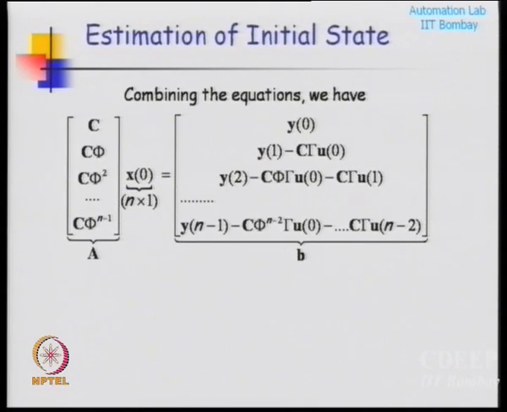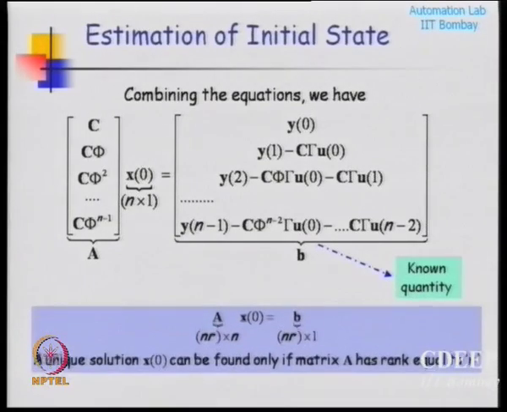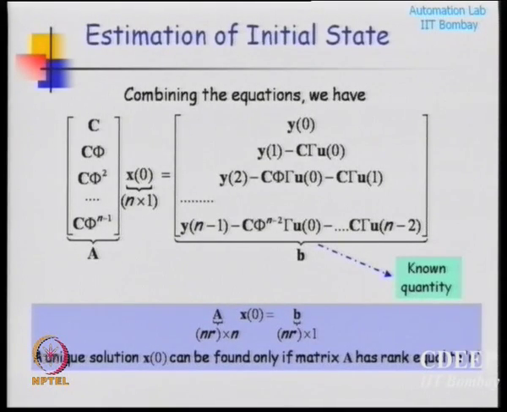If there are 10 measurements and 100 states, what will be the dimension of the A matrix? So it will be NR cross N. You have stacked N equations, each one of them has R equations corresponding to each time point. You have N such equations stacked, so there are NR equations.